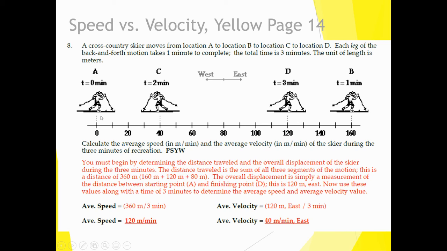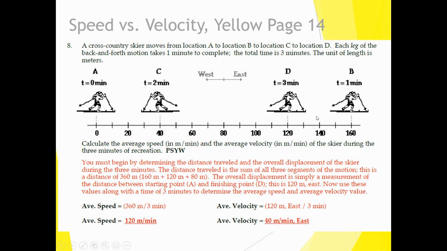It takes 3 minutes to do all of that, so your average speed is 360 meters divided by 3 minutes, and that gives you 120 meters per minute. Average velocity, we only need to take into account the starting point, which is A, and the ending point, which is D, and they travel 120 meters, and that is east, and they do that in 3 minutes. So the average velocity is 120 divided by 3, which is 40. So we end up with 40 meters per minute, and it's in the east direction because he heads east, going from A to D.